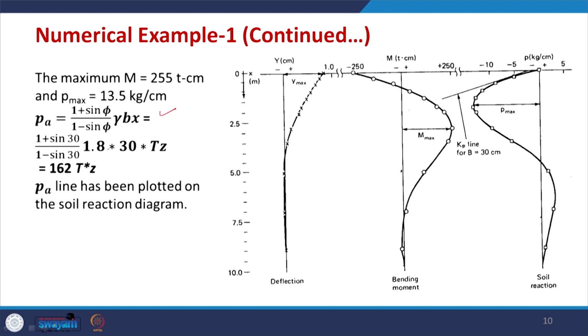Phi is given as 30 degree, gamma is 1.8, b is 30 centimeter, and x is nothing but T into Z. So, putting the value of x equal to Tz, ultimately Pa you end up with in this equation, T into Z.